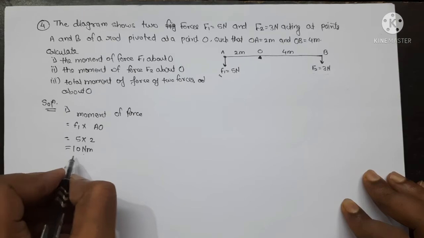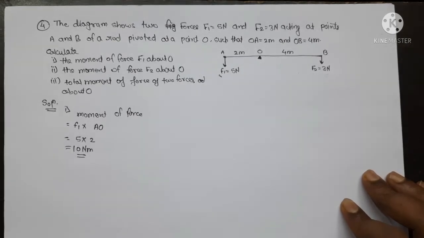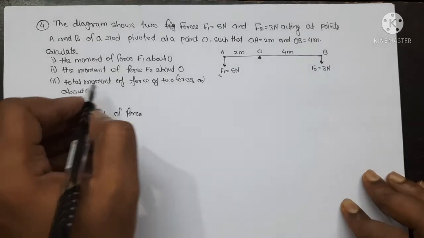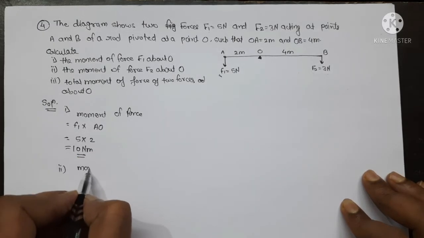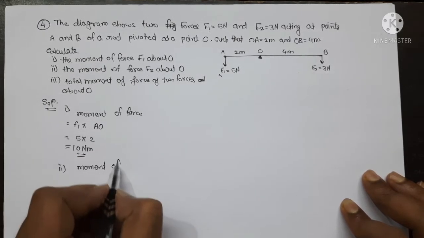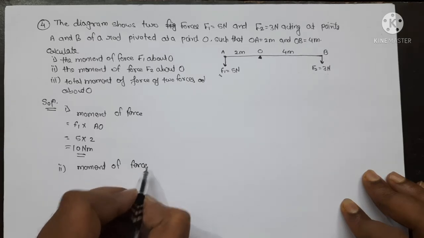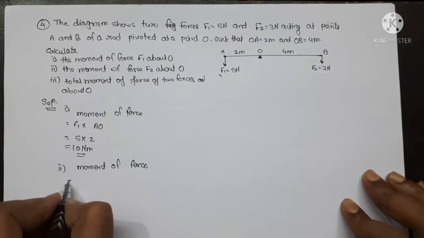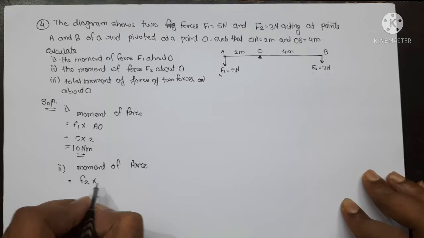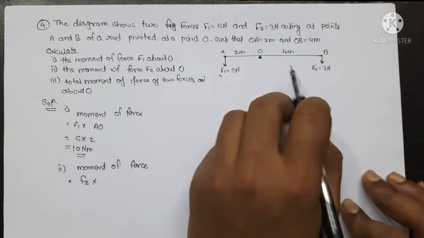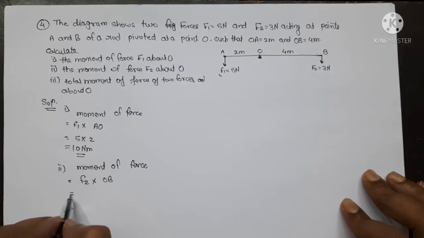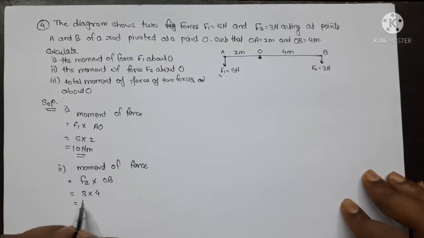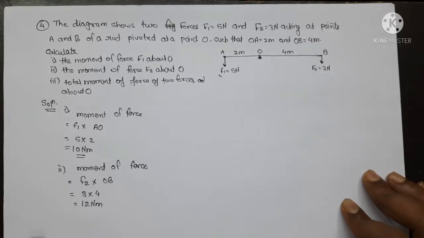Next. So this is the moment of force due to the first one, that is F1. Next is the moment of force due to F2. So we'll use F2 into the distance, and the distance is OB. OB is 4 meters. So this is 3 Newton and this is 4 meters. So 3 fours are 12 Newton meter.